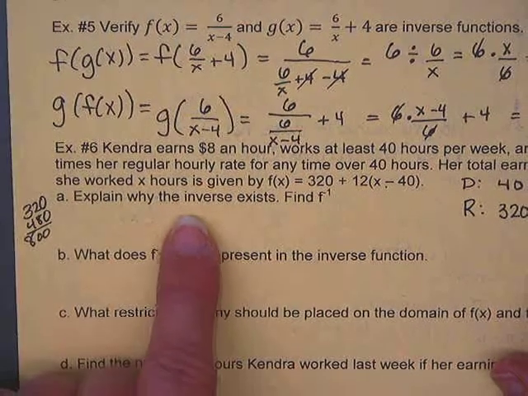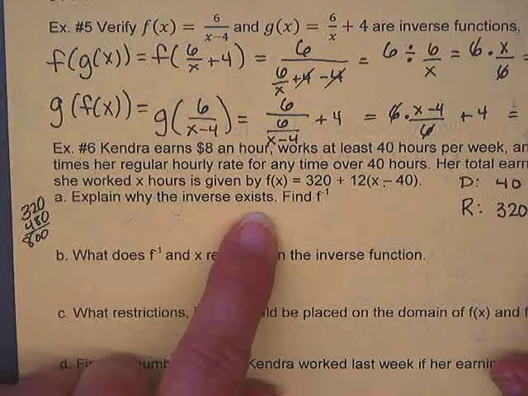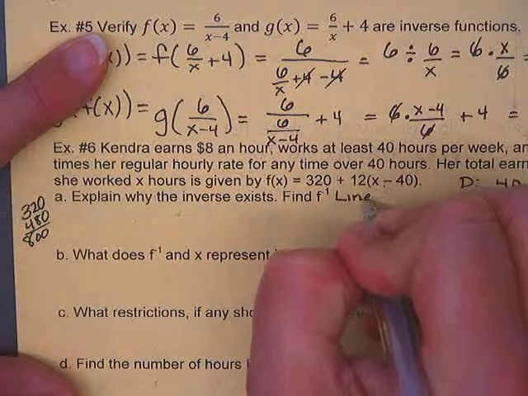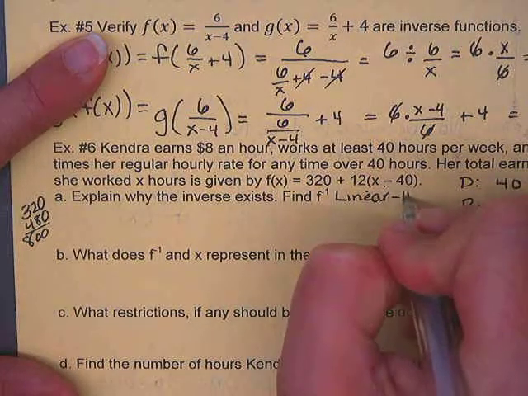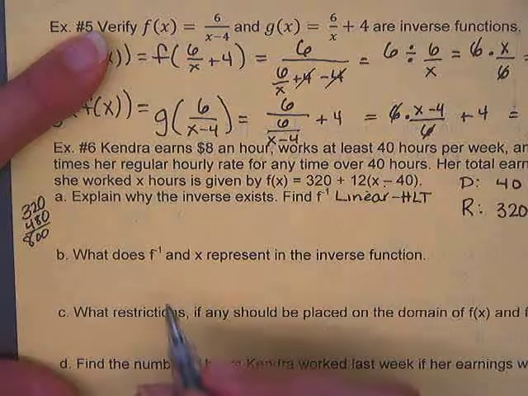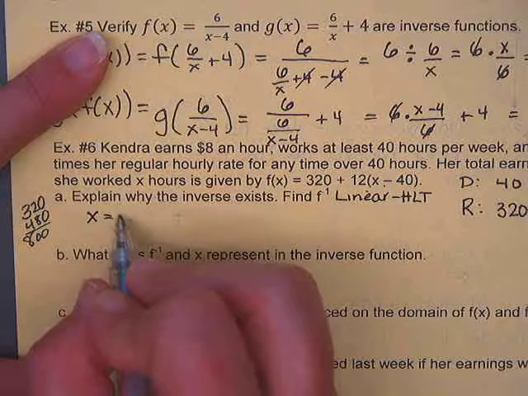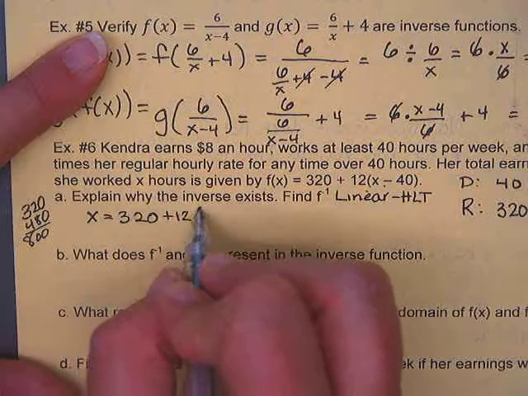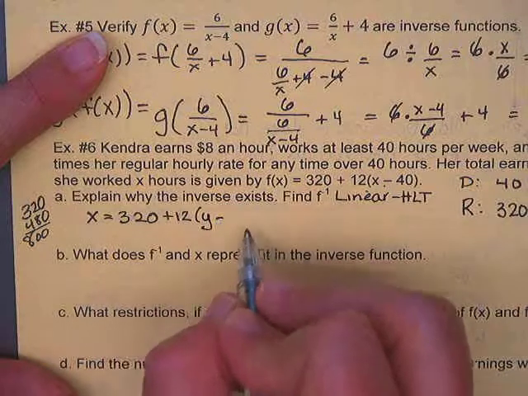Question number A says, explain why the inverse exists. Well, the inverse exists because it's linear, and we know that a linear function will pass the horizontal line test. In order to find the inverse, I switch my x and y and solve for y. There's a number of ways to do this.